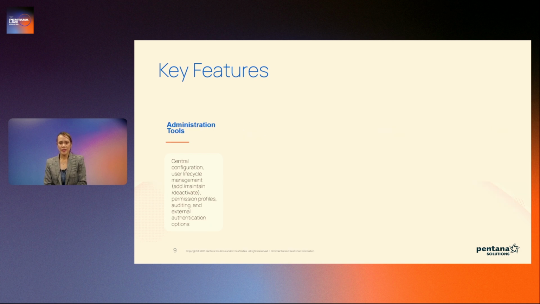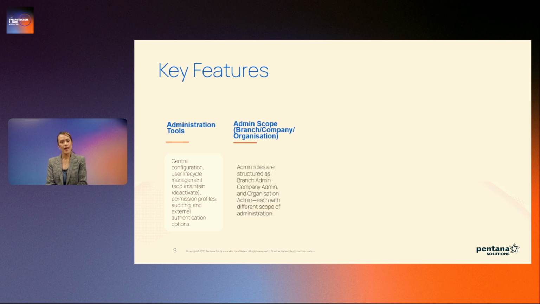For admins, Pentana 360 provides tools to configure system settings, add, maintain, and deactivate users, manage permission profiles and security, and integrate external authentication and auditing. Access is structured around admin roles. We have branch admin who manages users and transactions just for their specific branch. Company admin manages branches within a company. And then, of course, we have the organization admin, who has the highest level of access across the entire organization.